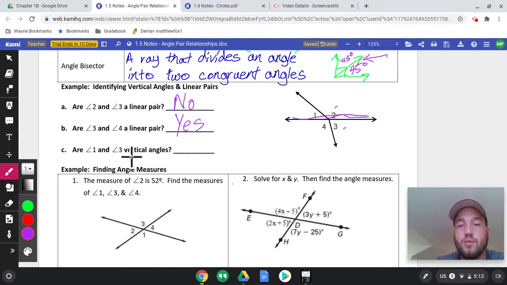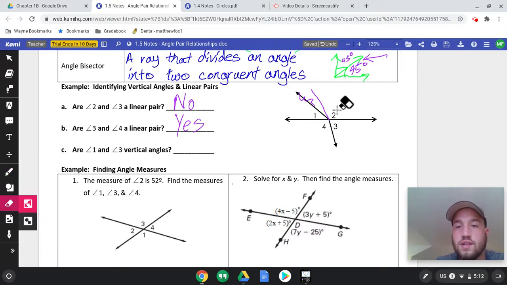Okay, the final one, 1 and 3. Are they vertical angles? And that one's tough. They are across the x, but the x has this kink in it. So once again, if this one went up like this and this one wasn't there, the answer would be yes. However, in our case, the answer is no, because they're not going to be congruent.